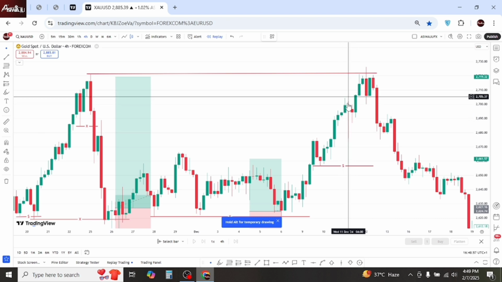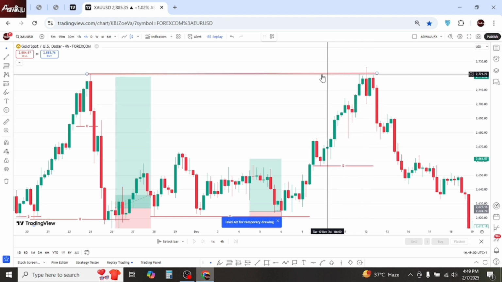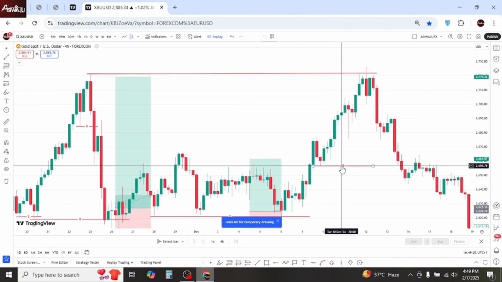And now we have another valid pullback here. Immediately this candle pulled back here, price continues to the upside, and let's say our inducement shifts from this point to this point.